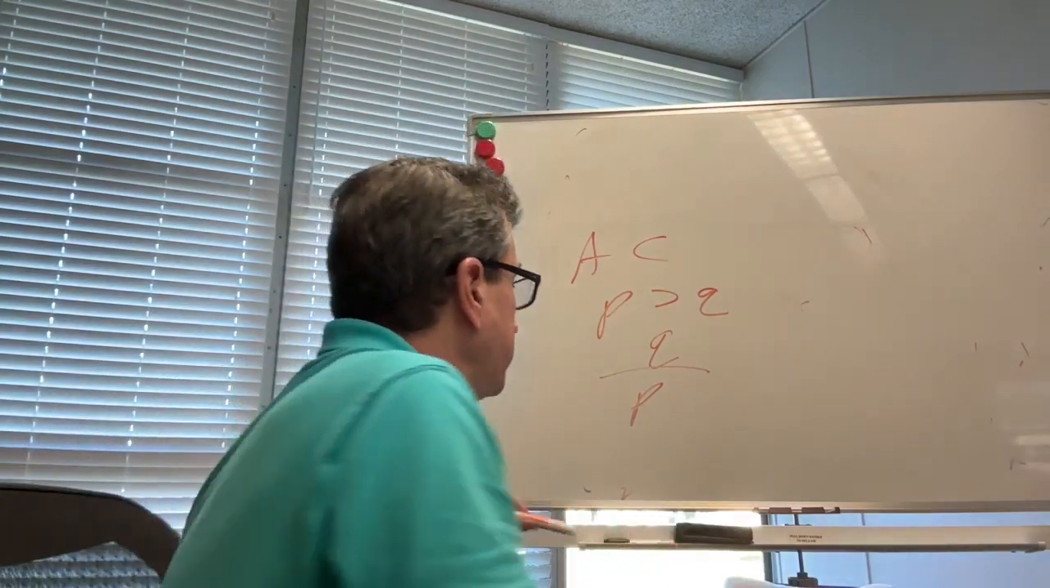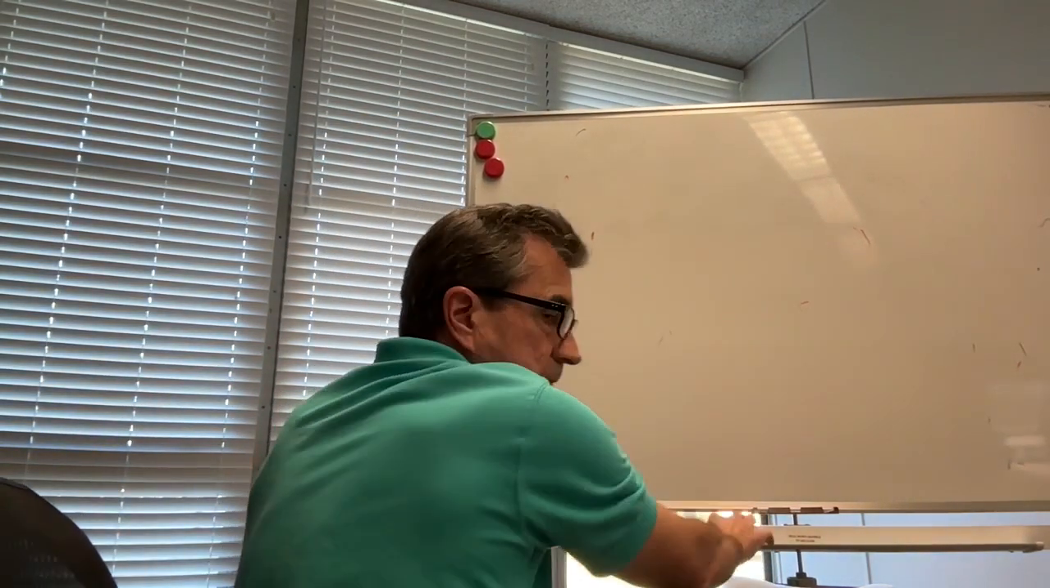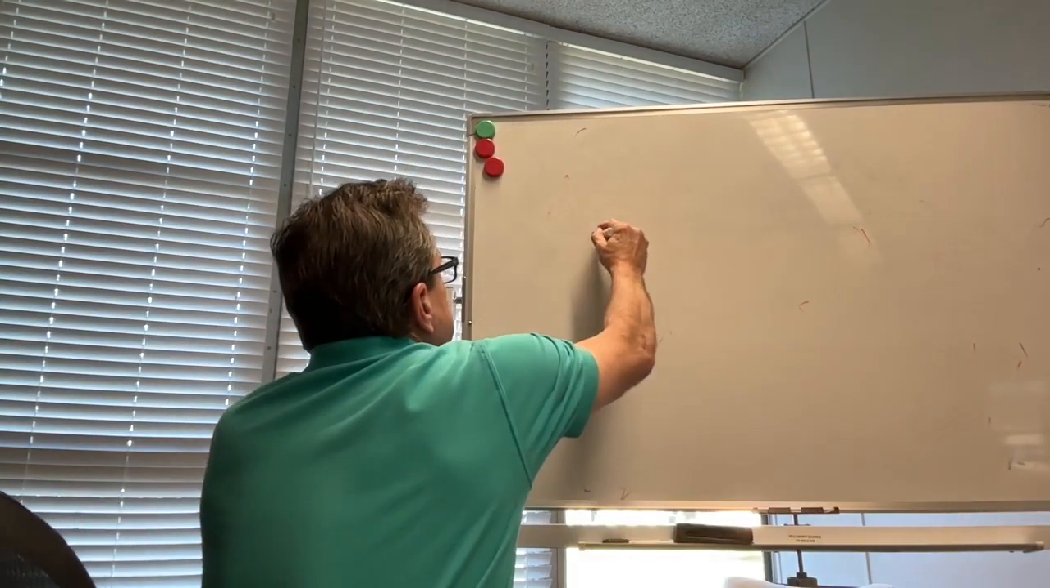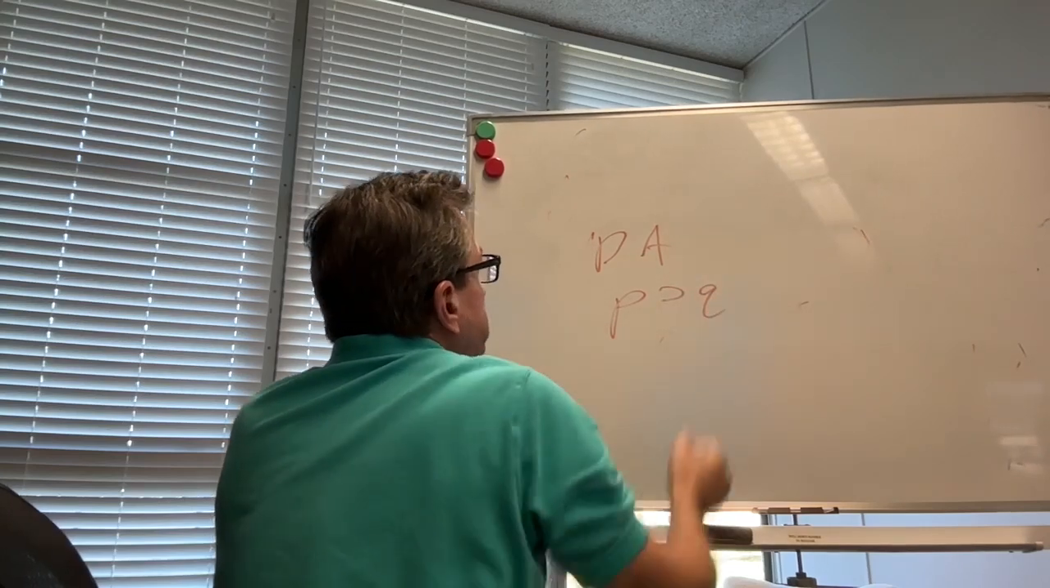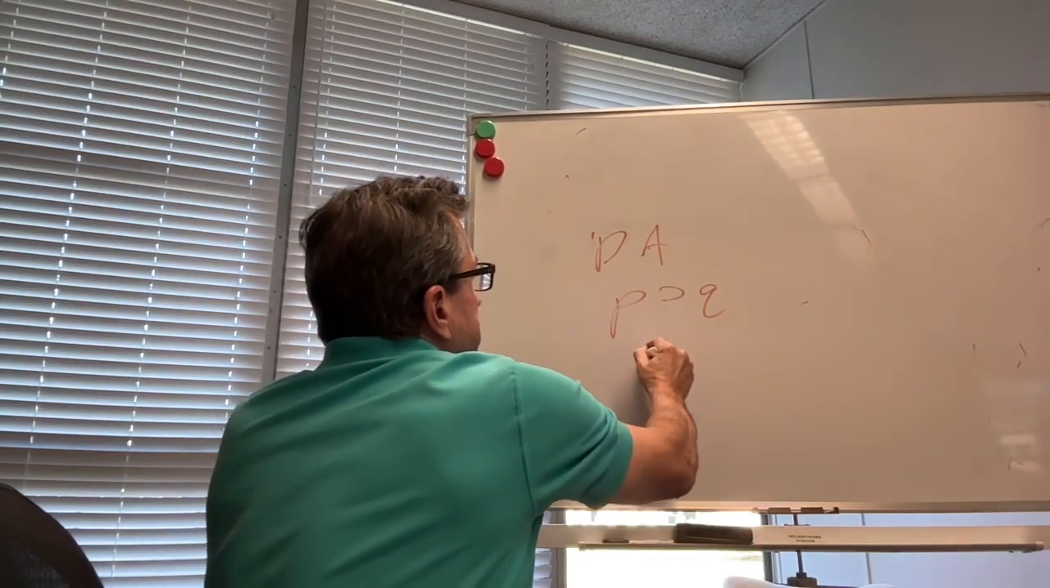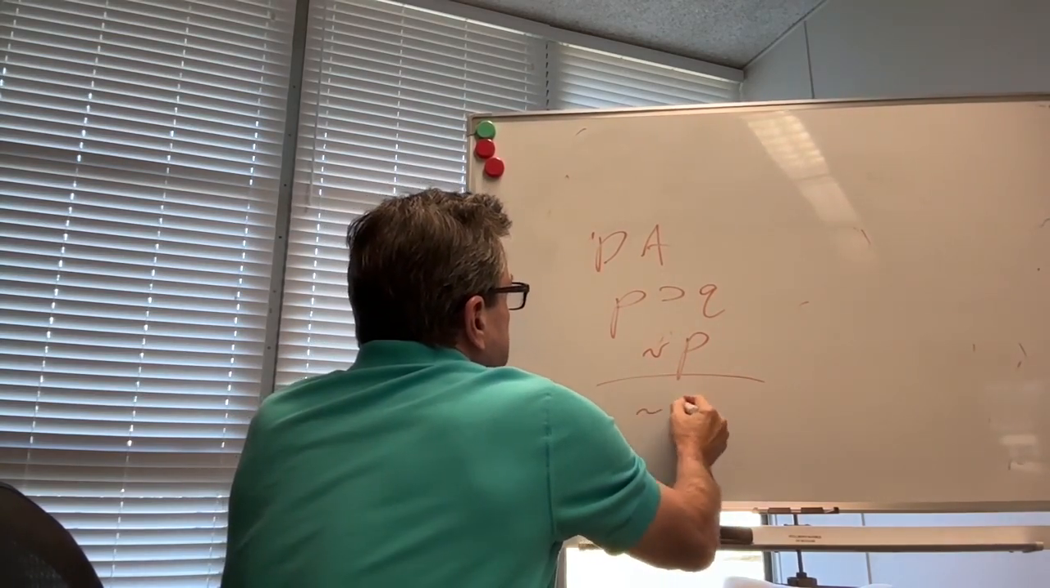So that's affirming the consequent. The other one is denying the antecedent, referred to here as DA. So if P implies Q, and the antecedent is P, and we're denying the antecedent, we're saying not P, therefore not Q.